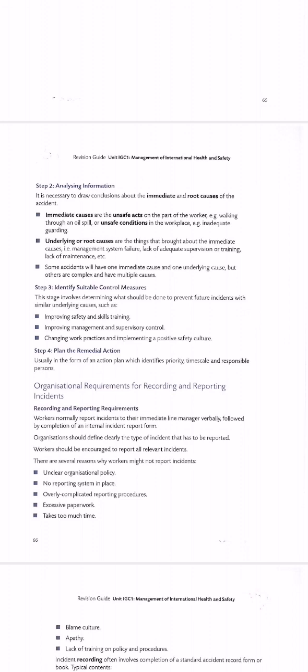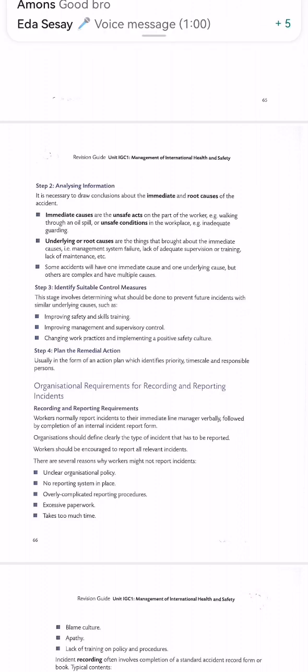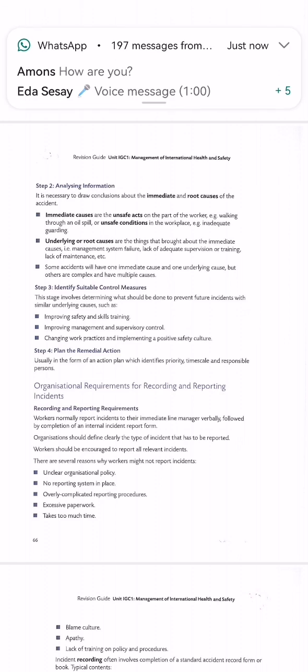Then we are going to talk about organization requirements for recording and reporting. So this is self-explanatory. In every place you have to do your recording of any incident or event that is occurring, whatever things, you have to document it in your Excel, right? So we are going to talk about organization requirements for recording and reporting.